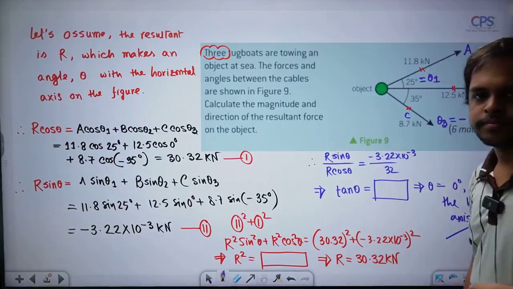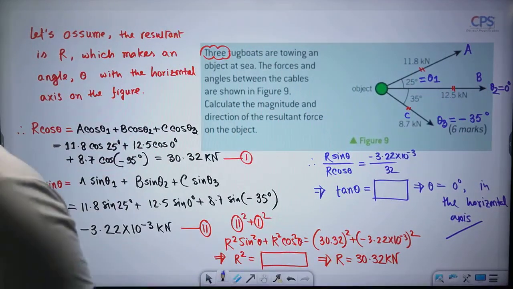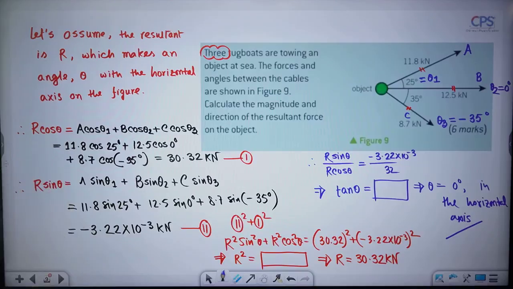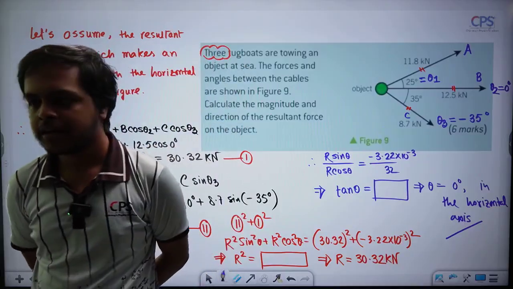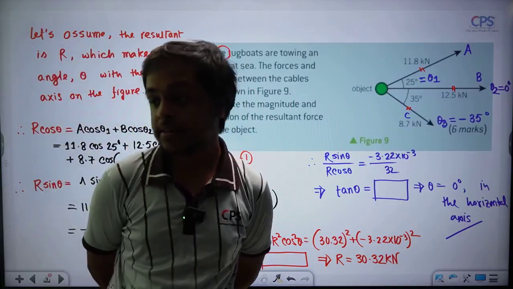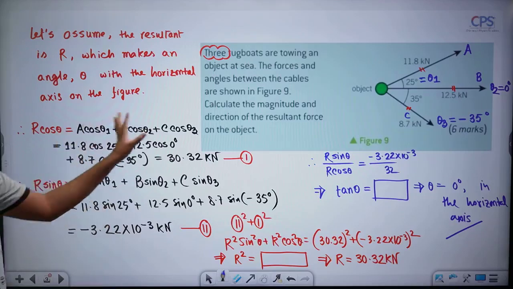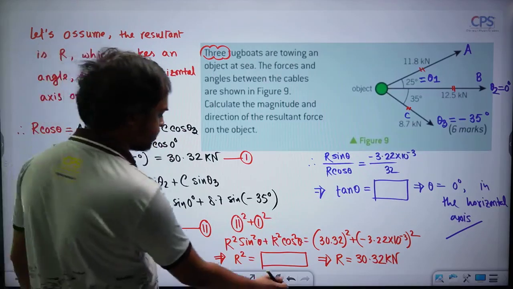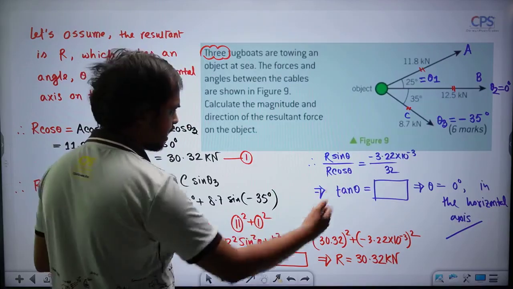So you can carry out the summation of 3 or even more vectors, but in your exams nothing more than 3 will be given, so don't worry about that. You will at most get 3 vectors to calculate. And how to do the calculation? Just carry out the summation of coses and carry out the summation of sines. After getting those, carry out r and carry out the theta.